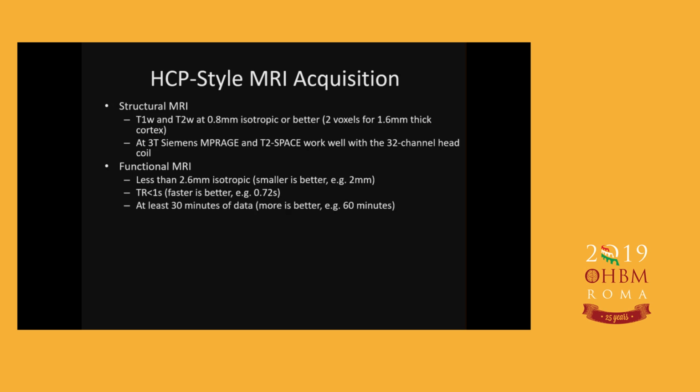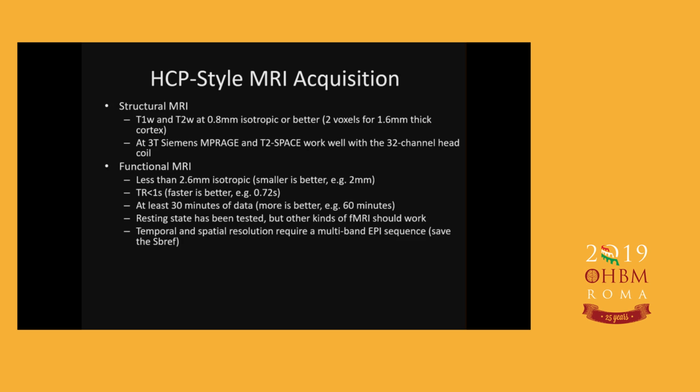We want to have at least 30 minutes of functional MRI data, but more is better. If you have less than 30 minutes, the test-retest reproducibility of your metrics is going to go down quite a bit. Resting state has been tested in what I'm going to talk about, but other kinds of fMRI should work. And so hitting these temporal and spatial targets is going to require a multi-band EPI sequence. And I'll remind you, if you can, to save a single-band reference image. That's very helpful.